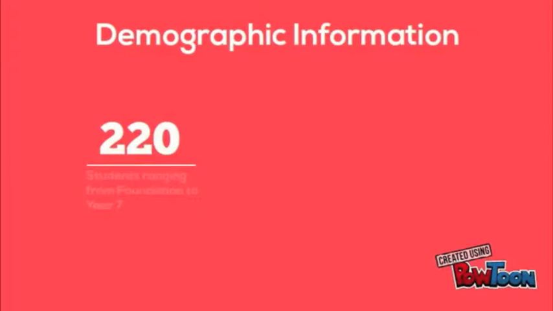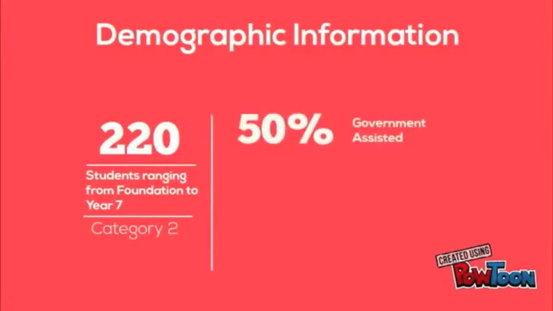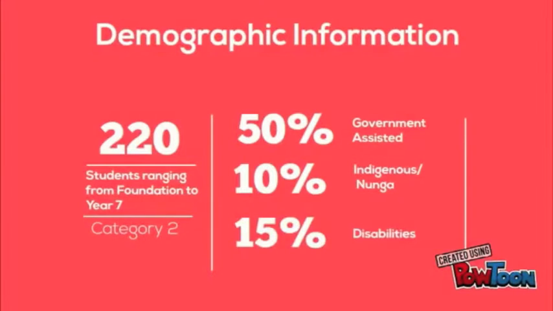My practicum was in a Category 2 school, which consisted of 220 students ranging from Foundation to Year 7. Within this, there were 50% of government assisted students, 10% Indigenous students, and 15% of students with disabilities.